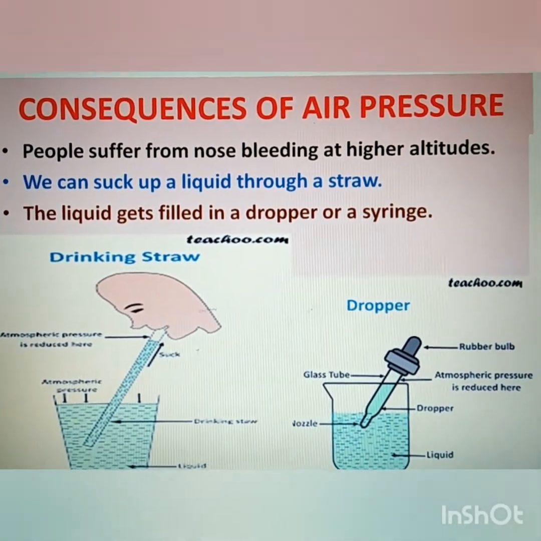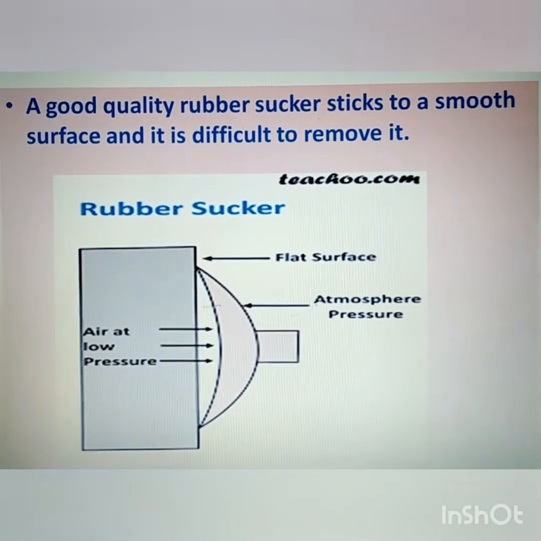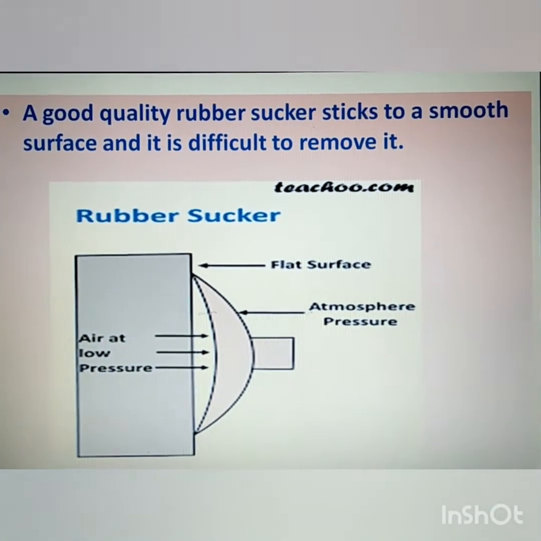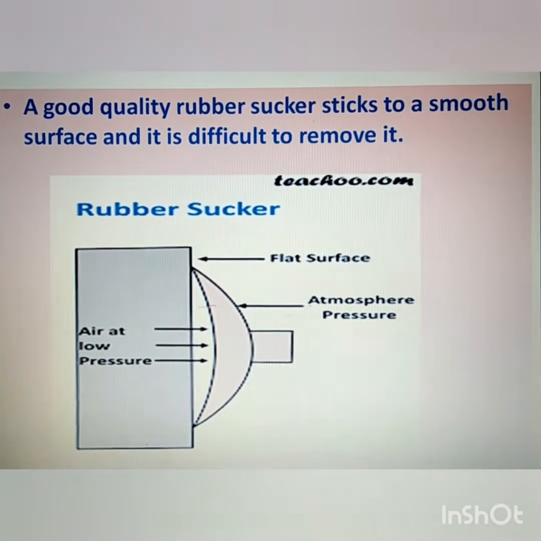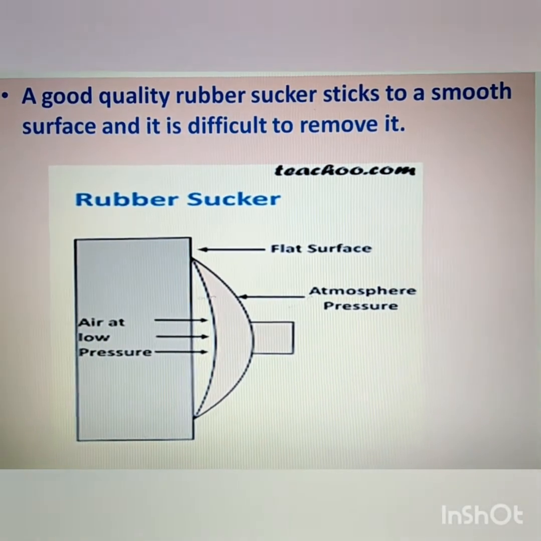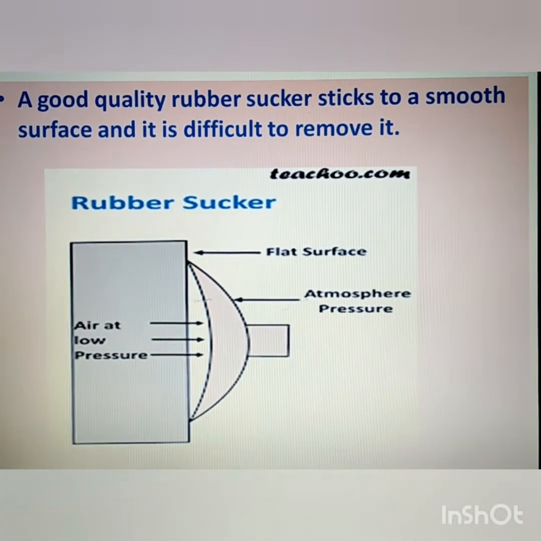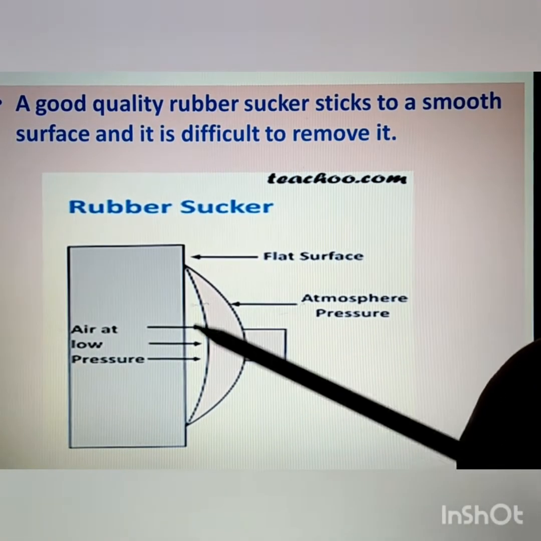Now, you have seen darts. We play with darts. That has a very small rubber thing at the end. That is called a rubber sucker. If you stick it on a smooth surface, it is very difficult to remove it. Why? Because it is called a rubber sucker, because it sucks up the air. Inside the rubber sucker, air is very less.